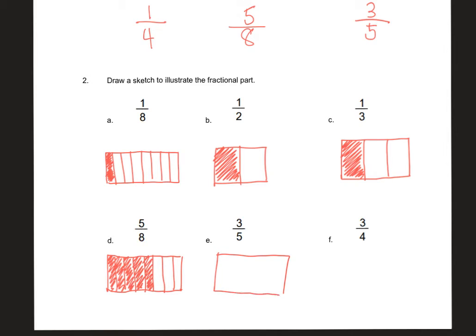Fifths. Fifths is kind of like thirds. So anything odd on the bottom is not going to be the halves where you're doing it evenly, but where you have to be a little bit more creative. So 1 more. Again, a little off there. And you only want 3 of them shaded.